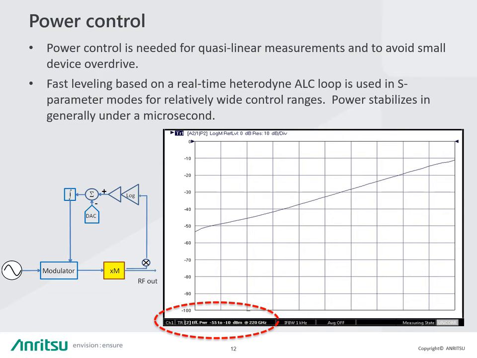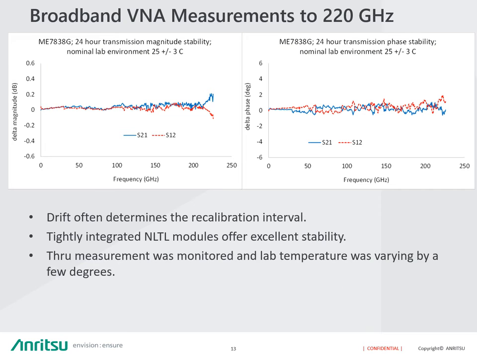For power control, we offer a real-time ALC loop and provides a very wide range of power control down to the minus 55 dB range. The end result is that we provide very good stability over temperature. This plot shows over a 24-hour period in a lab environment with 25 degrees plus or minus 3 degrees, good stability in terms of magnitude and phase.